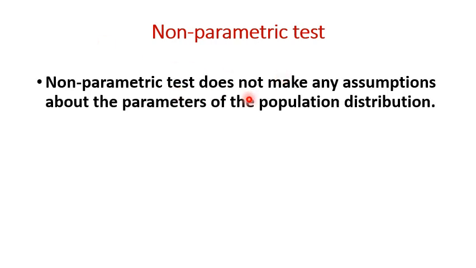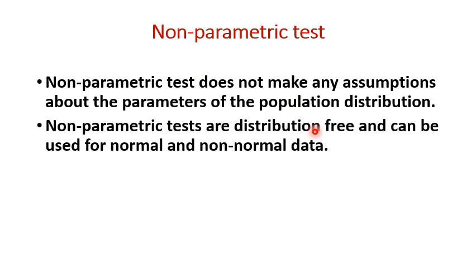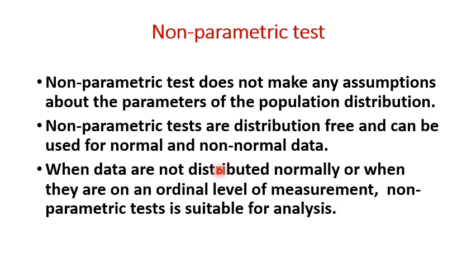Non-parametric test is the next category of test. Non-parametric test does not make any assumptions about the parameters of the population distribution. Non-parametric tests are distribution free and can be used for normal and non-normal data. We can use non-parametric tests for normal data and non-normal data. When data are not distributed normally or when they are on an ordinal level of measurement, non-parametric test is suitable for analysis. Generally, the non-parametric tests are used when the data is not normally distributed.